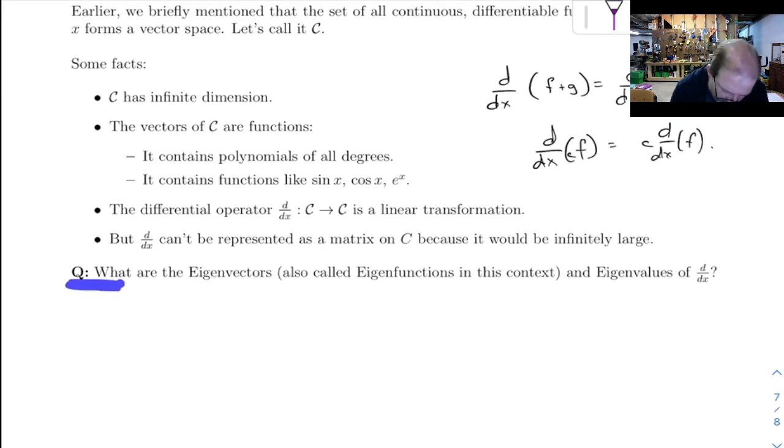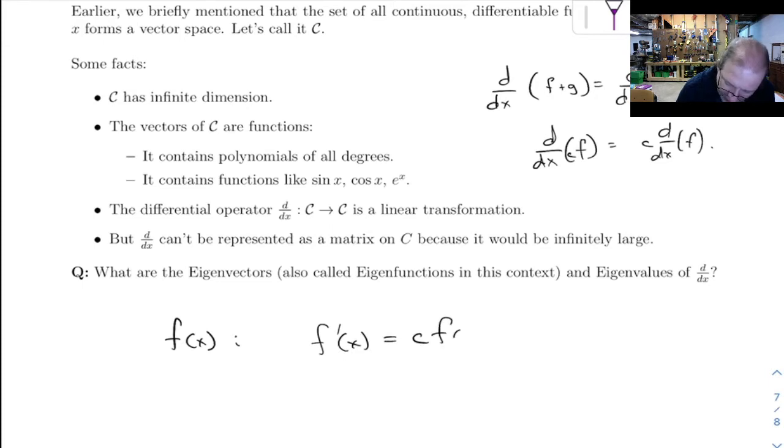So this is what I really wanted to get to here. What are the eigenvectors and eigenvalues of this thing? Now, in this case, our vectors are functions. So instead of calling them eigenvectors, sometimes we might call them eigenfunctions in here. So the question here is, what are the eigenvectors? Well, in order to do that, you'd have to find some function f of x that satisfies f prime of x is equal to some constant times f of x. Can you think of any function that works like that?